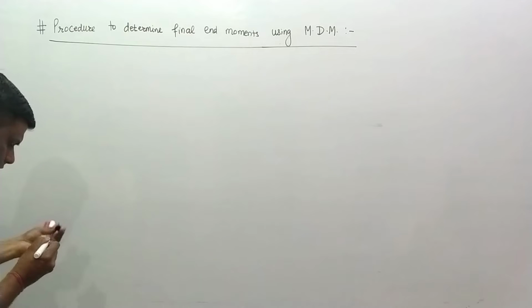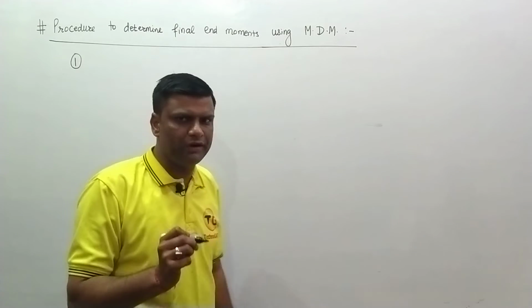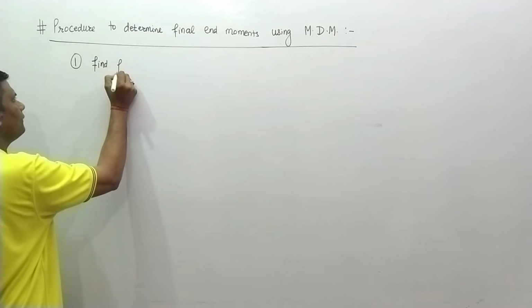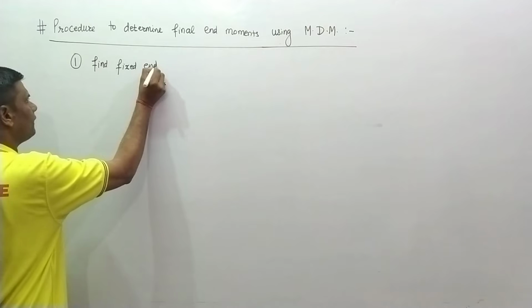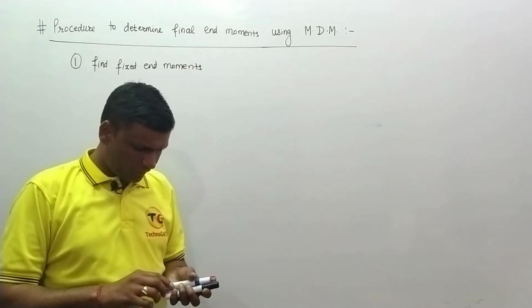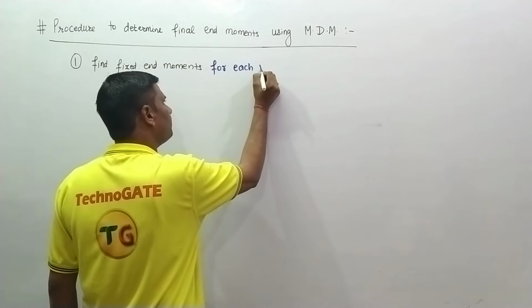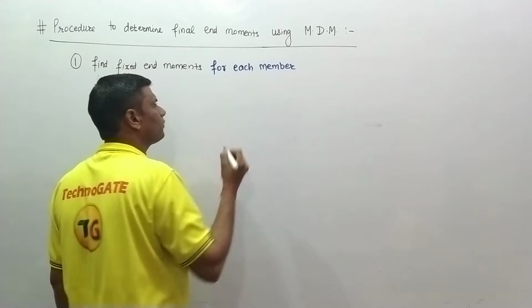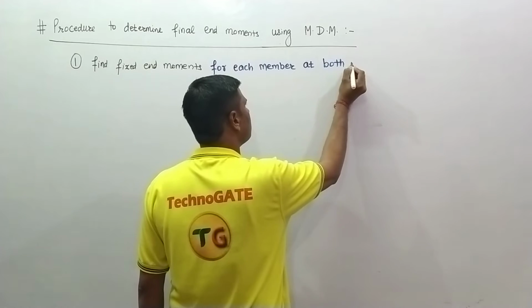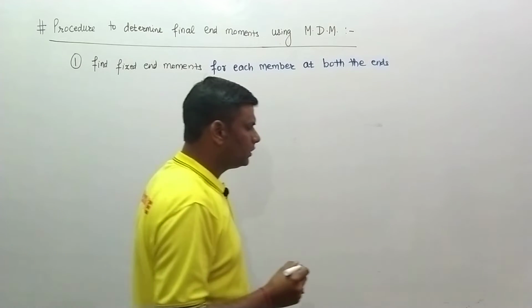Okay, my dear students. So the first step is we have to find the fixed end moments for each member at both the ends by assuming both ends as locked or fixed.